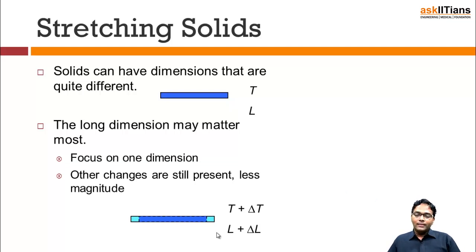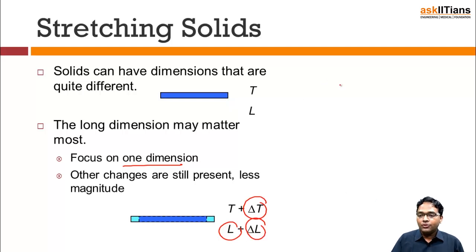When we talk about solids, we know that they have a particular dimension and therefore their way of expanding is different compared to liquids or gases. In this case, the dimension is going to matter the most. So if you increase the temperature by a factor delta T, the length is going to increase by a factor delta L, right? So there is going to be a focus on one dimension. You can also have simultaneous focus on multiple dimensions as well. Other dimensions are also going to be present.